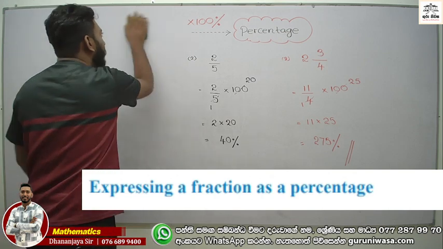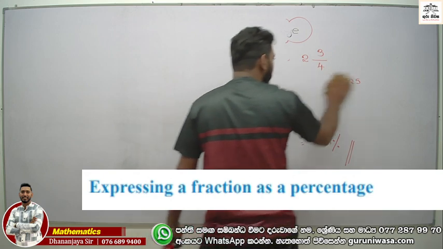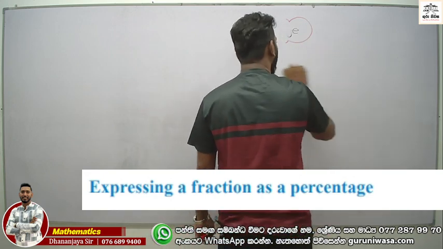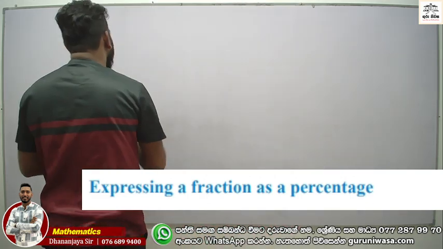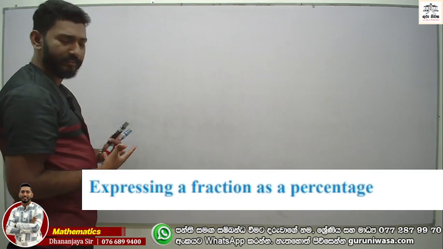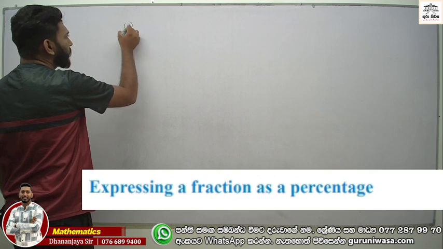Now this is a method how to write as a percentage. Right? Any fraction you can write as a percentage. Now I'm going to look at example number 4, where there are no simplifications to the denominator. Like this. Example number 4.